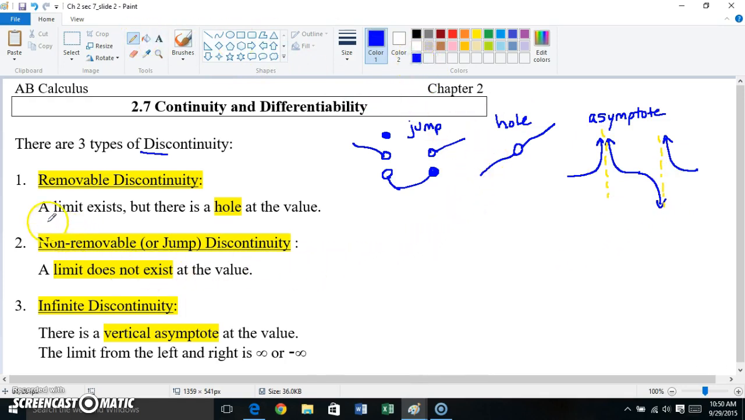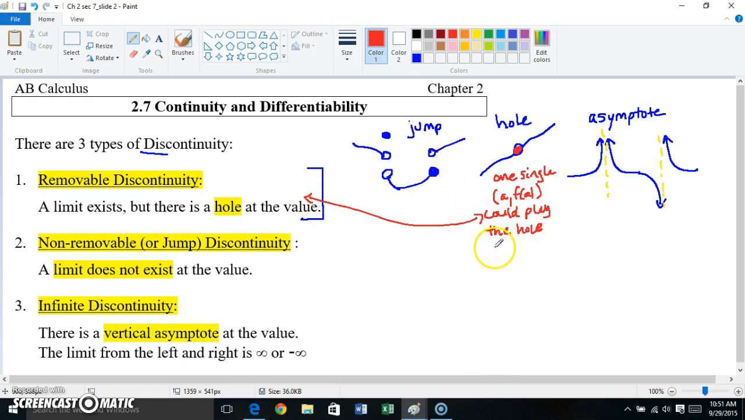All right, so a limit exists, but there is a hole in the graph. Okay, this is the one case of removable discontinuity. They call it removable because we could plug up that hole with a point. One single point, I'll call it a, f of a, could plug the hole. And that's why it's called removable.